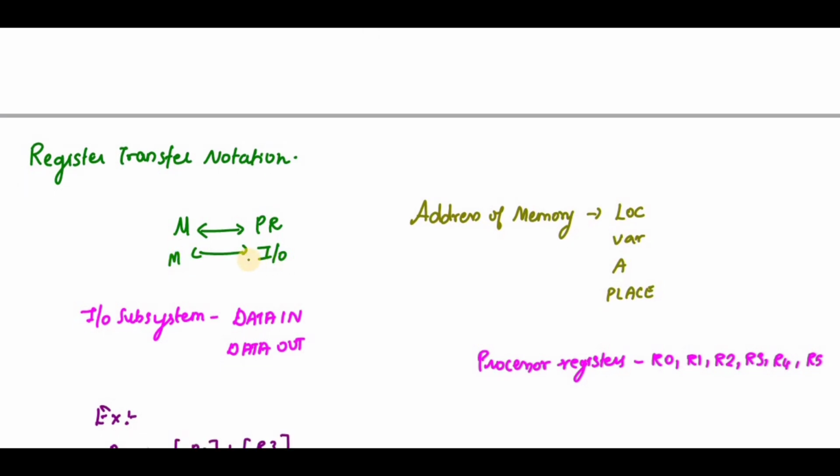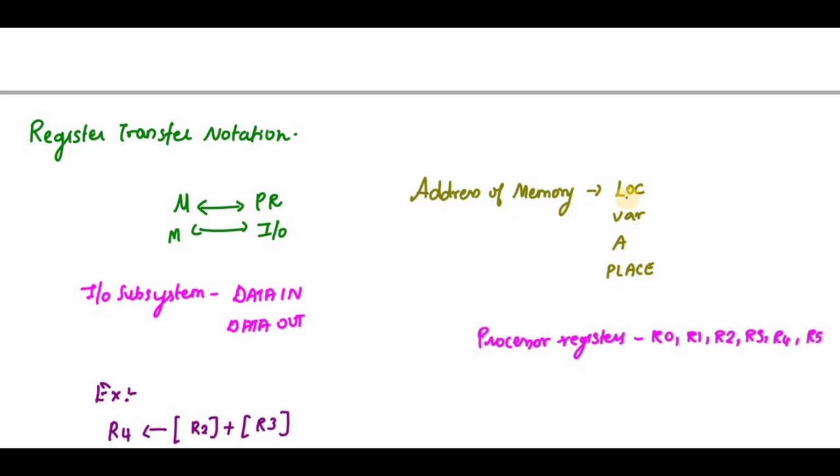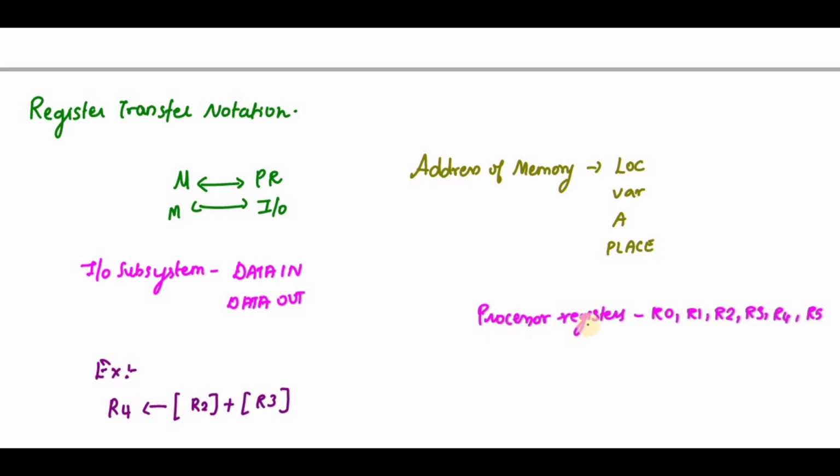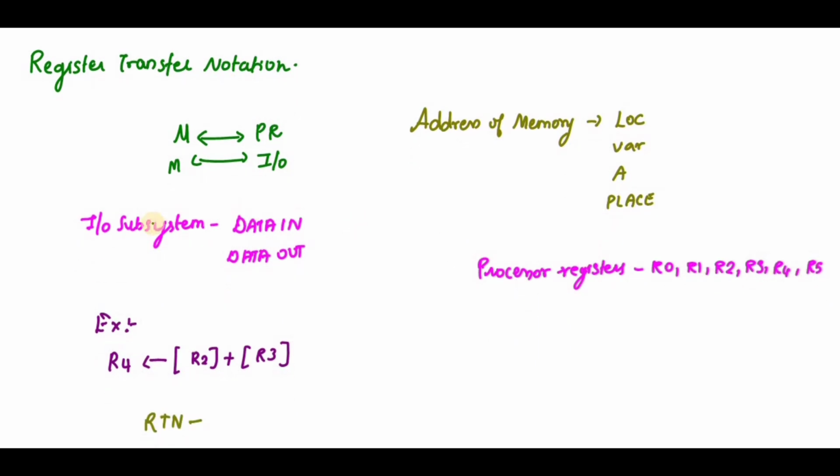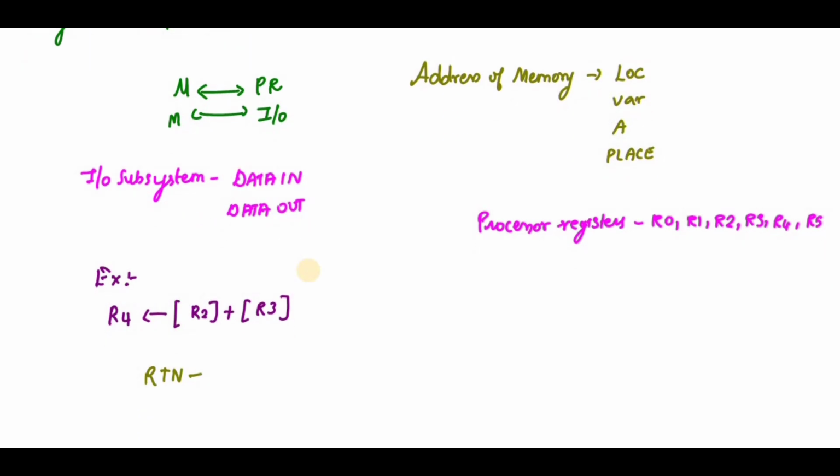The same is the case for the input output. The location of the data is named as an address of the memory. It is named as a location, LOC, or a variable, VAR, A, and place. Whereas the processor register consists of R0, R1, R2, R3, R4, and R5. The input subsystem has data in and data out.